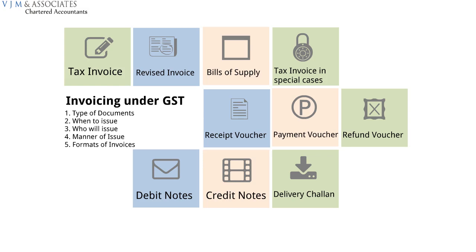Provisions for tax invoices have been given in Section 31 to Section 34, read with the rules of tax invoice. There are a total of 8 types of invoices defined in GST. These are tax invoice, revised invoice, bill of supply, receipt voucher, payment voucher, refund voucher, debit notes, credit notes, delivery challan.